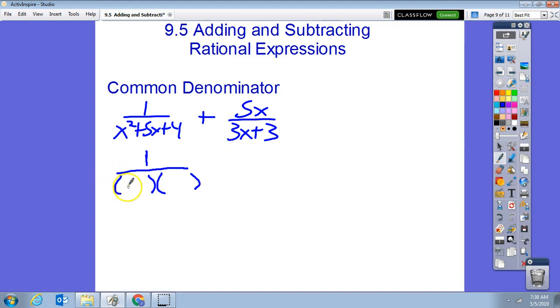This one splits up into x and x. It's a positive 4, so we look in the middle. That tells me both of them will be plus, and the factors of 4 that give me 5 are 4 and 1. Then on the other one over here, we have 3x plus 3, so we can divide a 3 out of both of them, and again x plus 1 is left over.